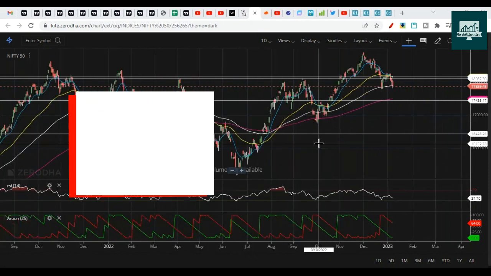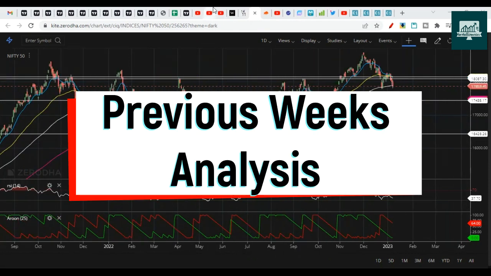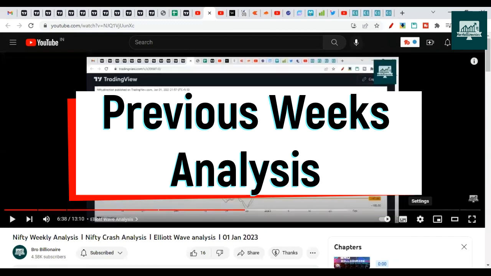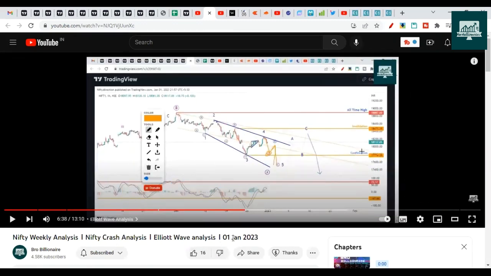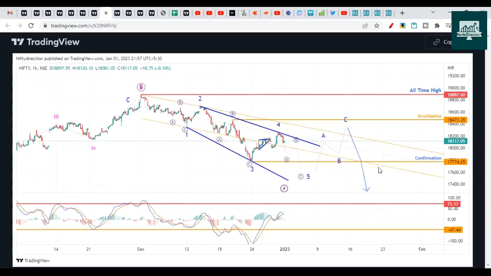Previous week's analysis first. We'll discuss what we discussed in the last week. So last week, this was the analysis that we published on 1st of Jan 2023. There we mentioned Nifty could break 17,774 to drop down further, and then we can have a pullback on the upside. So this was the chart that we discussed.